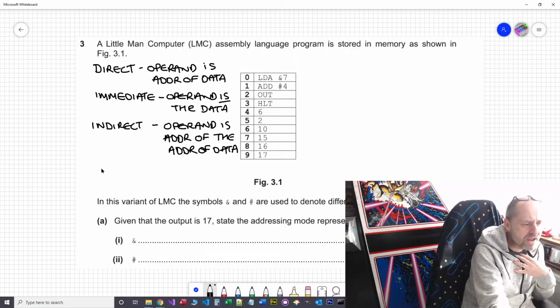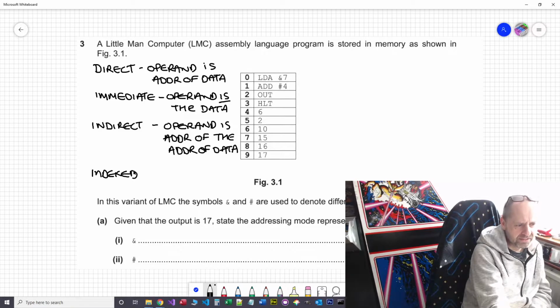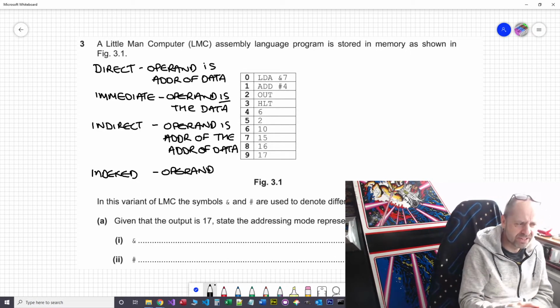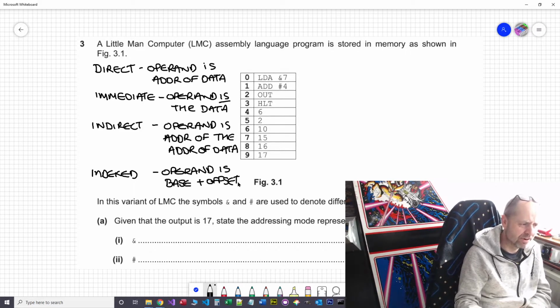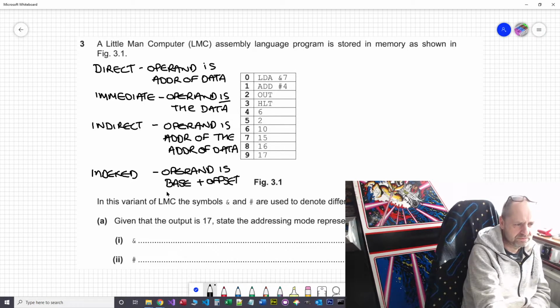And then the final one that we have to know about is indexed, where the operand is, and how this is literally interpreted and implemented in different CPUs is different, but as far as we're concerned, the operand is a base value and an offset. And that's where the data is. Used for accessing data structures like records or arrays or lists. So they're the addressing modes that we have to consider.